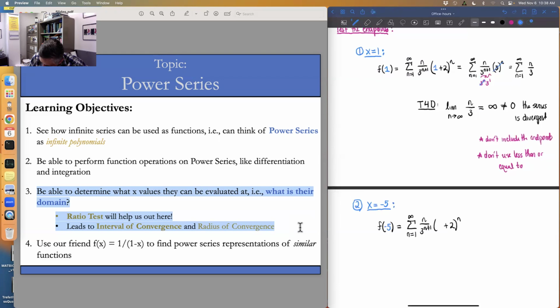So plugging in minus 5 into our power series, doing a little bit of algebraic simplification. We have this as n all over 3 to the n plus 1. And now we have minus 5 plus 2, which is minus 3. We're raising that to the n.